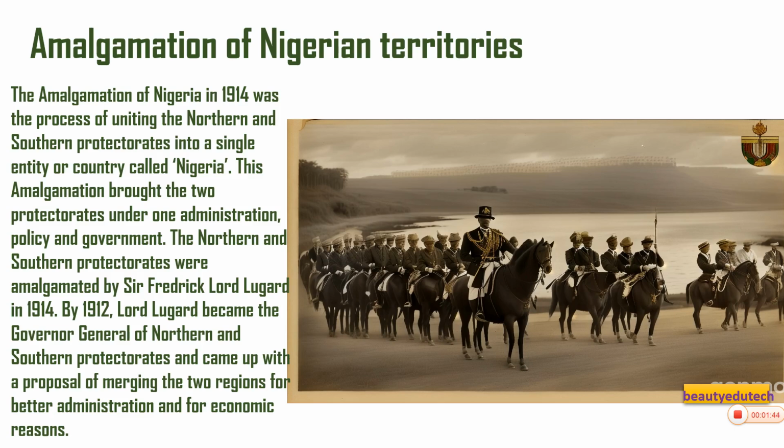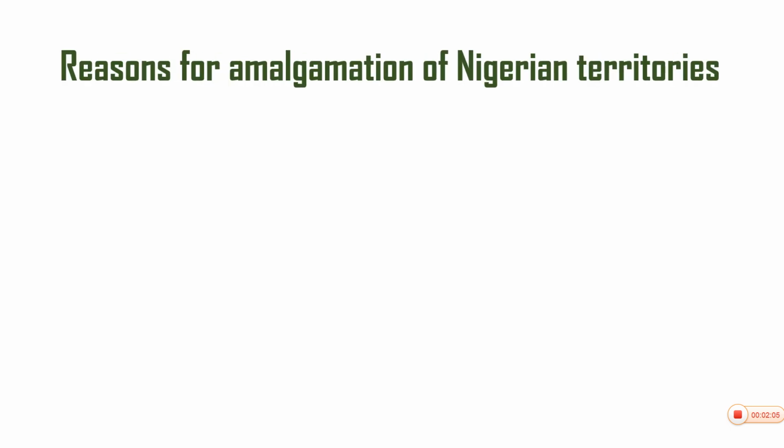Then, 2 years after, that was in 1914, he now joined the Northern and the Southern. The Southern Protectorates includes the Western and the Eastern region. He now joined the Northern and the Southern Protectorates together, and it became a single entity or a country called Nigeria. Let us look at the reason for the amalgamation of the Nigerian territories.